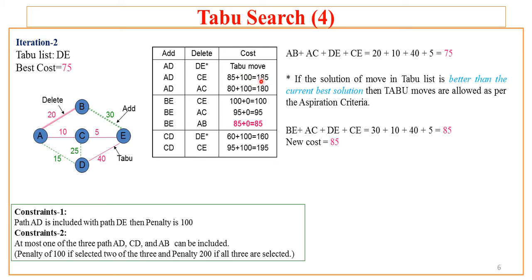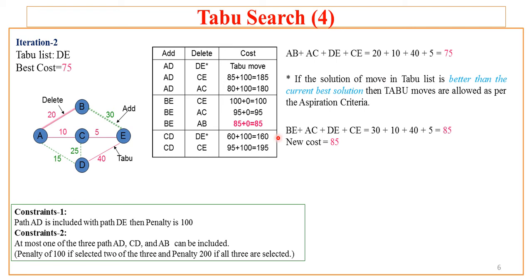So it is 185. Similarly, if we try with other possibilities, what we find is that if we replace AB from this current solution with BE, then we get 85 as the best solution in this current iteration. Now this is the best of all the solutions so far, which is nothing but AB plus AC plus DE plus CE.